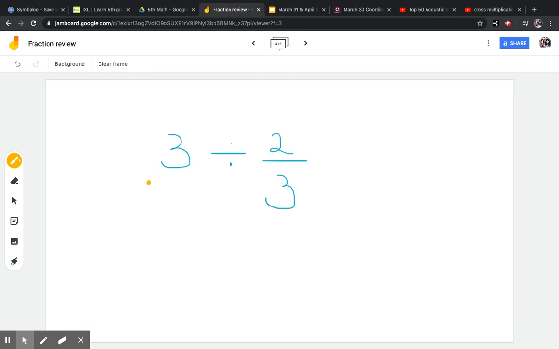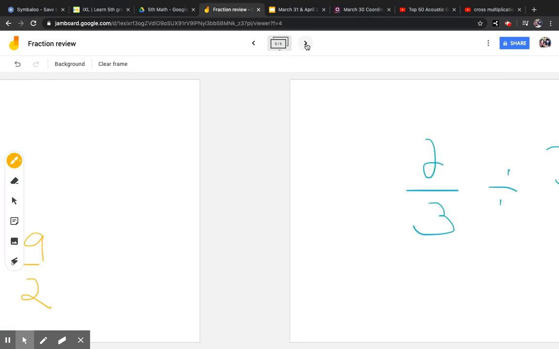All right, dividing. We got to throw that whole number, put a 1 under it. Now I'm going to rewrite out my problem. 3 over 1 stays the same. Dividing turns to multiplying. And I'm going to find my reciprocal, or my multiplicative inverse. So now I have 3 over 2. My answer is 9/2.